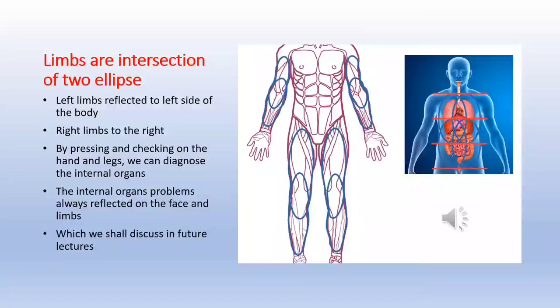Now, by pressing the hand and leg, checking the color of the surface, and checking for any lump or abnormality on the surface of the hand and leg, we can know what is wrong inside the organs. This is also the basis of our acupuncture in the future. The internal organs reflect on the face and on the limbs. By checking the face and the limbs, we can know what is inside the body. Of course, this is a big study. Today is the introduction. In the future, when we come to massage and acupuncture, we are going to discuss more details on that.